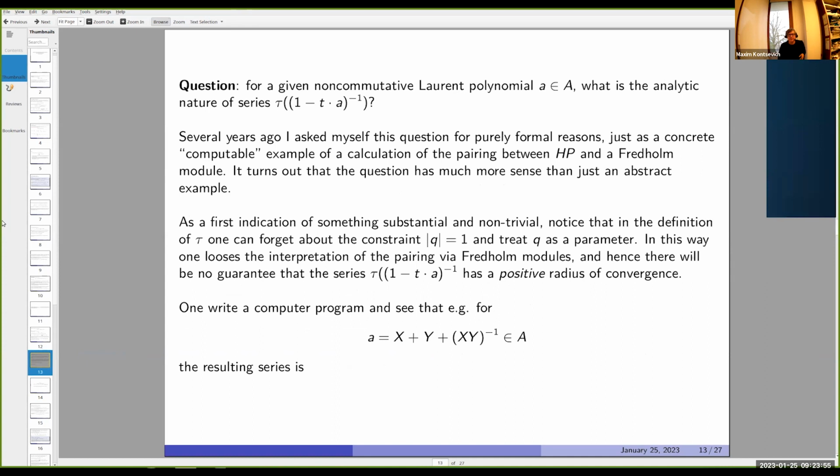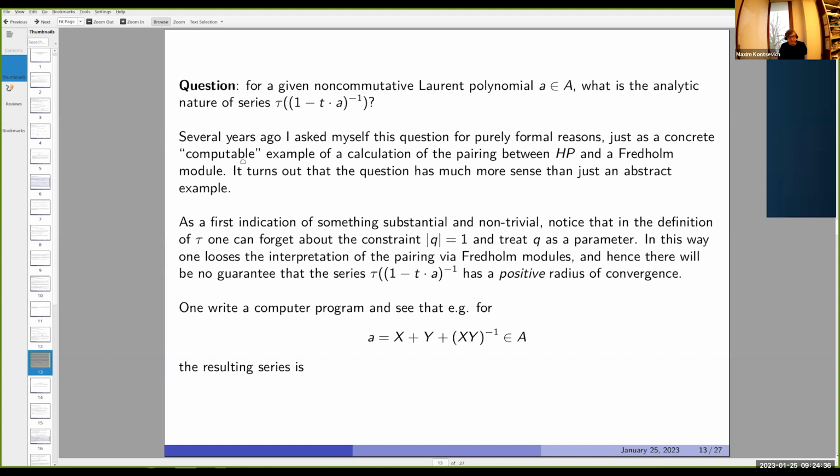Okay, and the question. Suppose we are given some non-commutative Laurent polynomial, and we get a series in a variable. What is it? We know it's convergent and has some positive radius of convergence, but besides that, we have no idea. And the question about this function, I asked myself several years ago, for two important reasons. I was trying to make some kind of playground, some example where I can do some calculations. This is the pairing between periods that come out with Fredholm modules concretely, so as to get actual numbers and functions and so on.